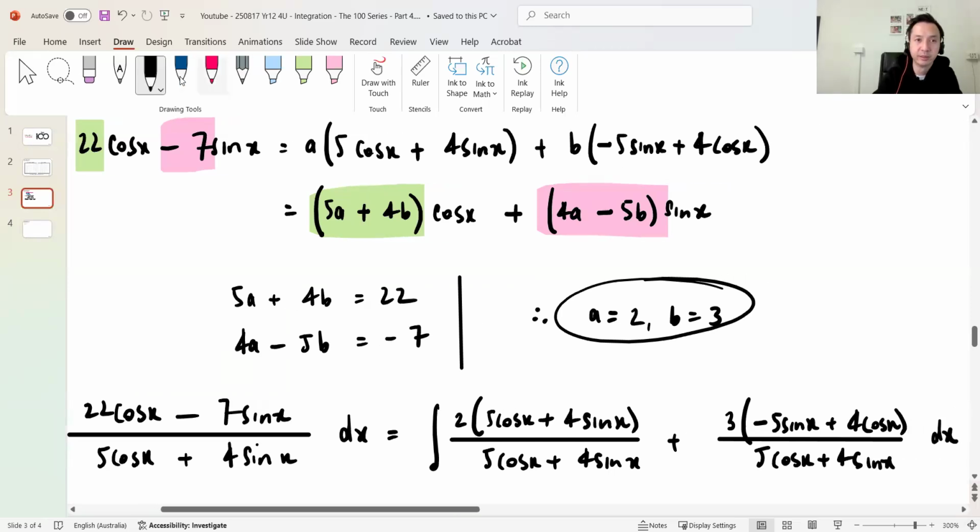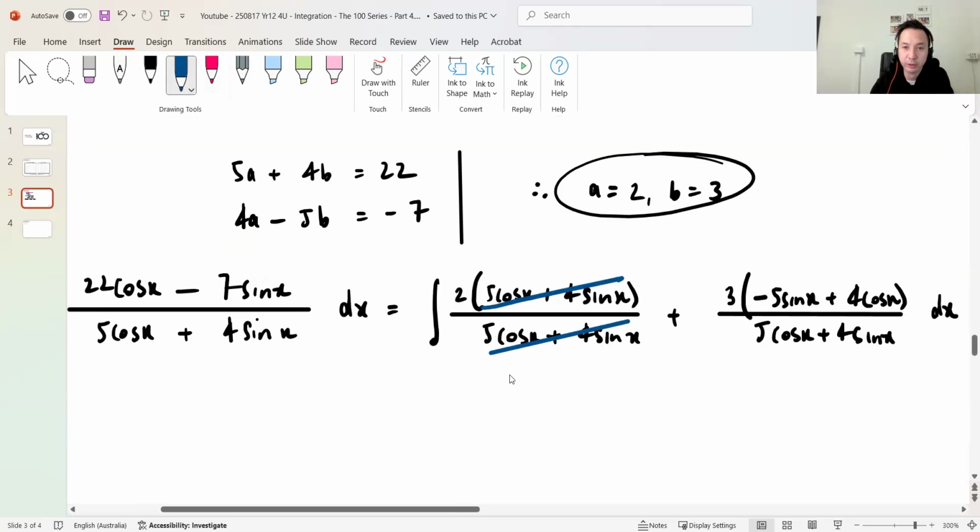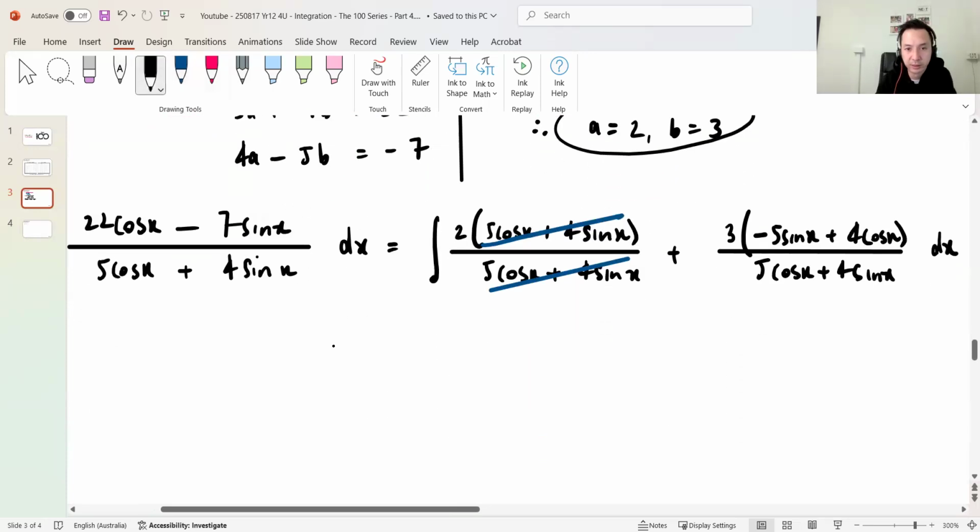And guys, just cleaning it up, that cancels out with this, right? So then I'm just integrating 2 there, which is really easy. 2x plus 3 times function derivative on function, so that's 3 ln of the function itself.